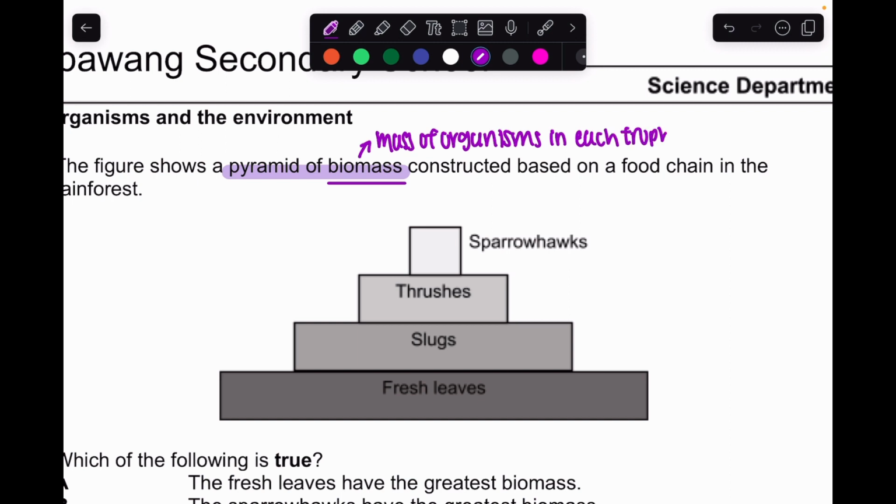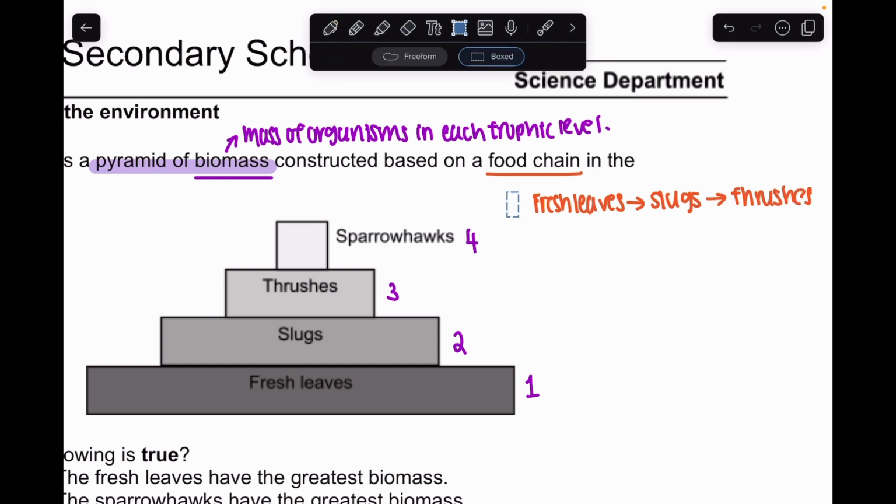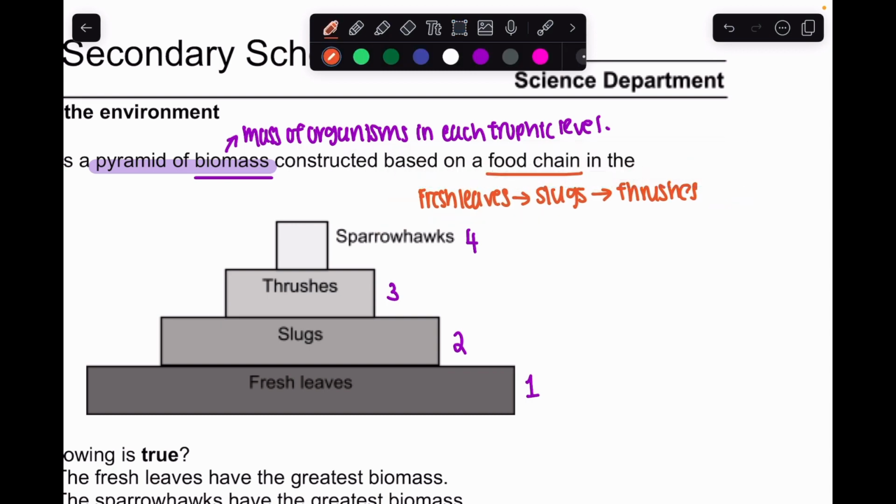Okay, and based on this pyramid, I can deduce that the fresh leaves is in trophic level 1, slugs trophic level 2, then you have the thrushes and the sparrowhawks. So based on this, if I were to reverse engineer the food chain, it looks like that. The fresh leaves are the producers in trophic level 1. This is eaten by the slugs, which are in turn eaten by the thrushes. And then last but not least, the thrushes are eaten by the apex predators, and we call them the sparrowhawks.